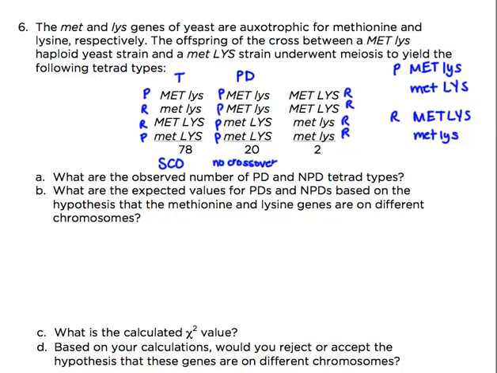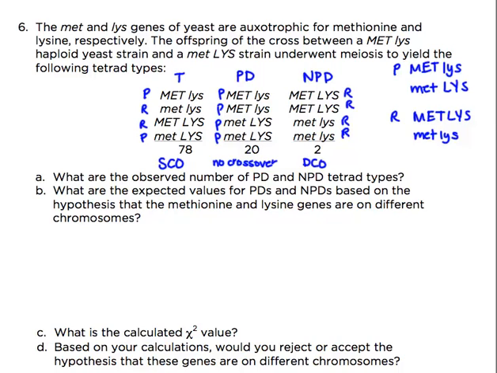The last one has all recombinant gametes. Now this is non-parental ditype, and again there's 2 different kinds of gametes, either they're both dominant or they're both recessive, and neither represent what we would call the parental, so they're non-parental. And this occurs from a double crossover event, which happens between all 4 chromatids.